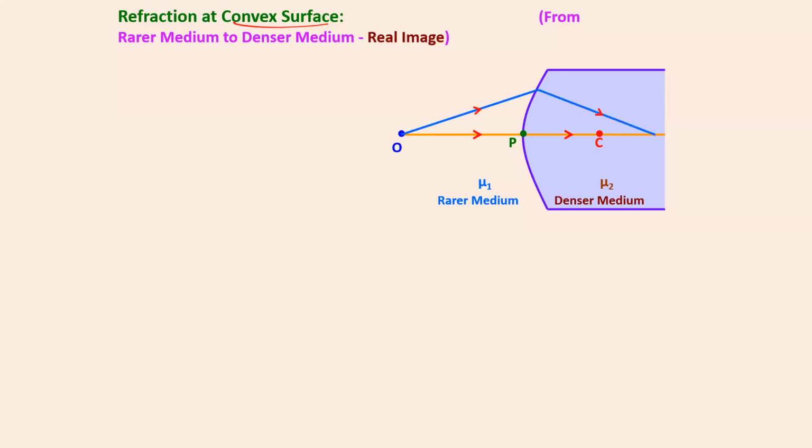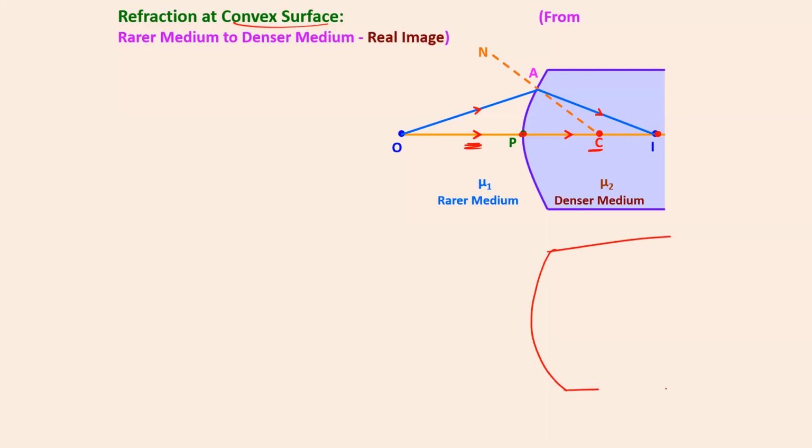And when this point object gives me an image, we have to consider two rays, right? One ray you can see we have considered directly along the axis, because at the pole the angle of incidence is zero. So it is undeflected and goes directly inside, meeting wherever the second ray is going to meet. But what about this one? Rarer to denser. That means we need to draw a normal at that point. So actually, how do we draw it?